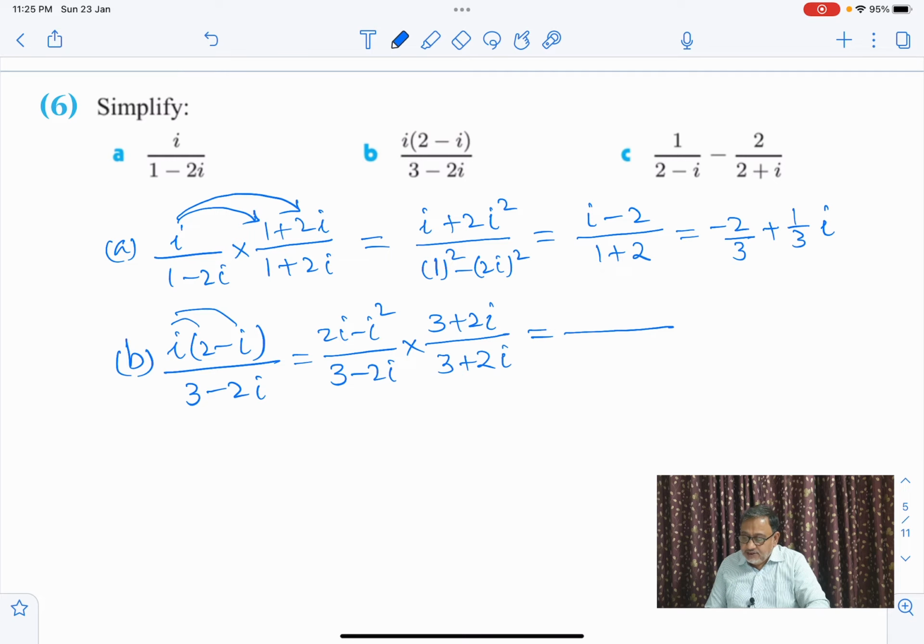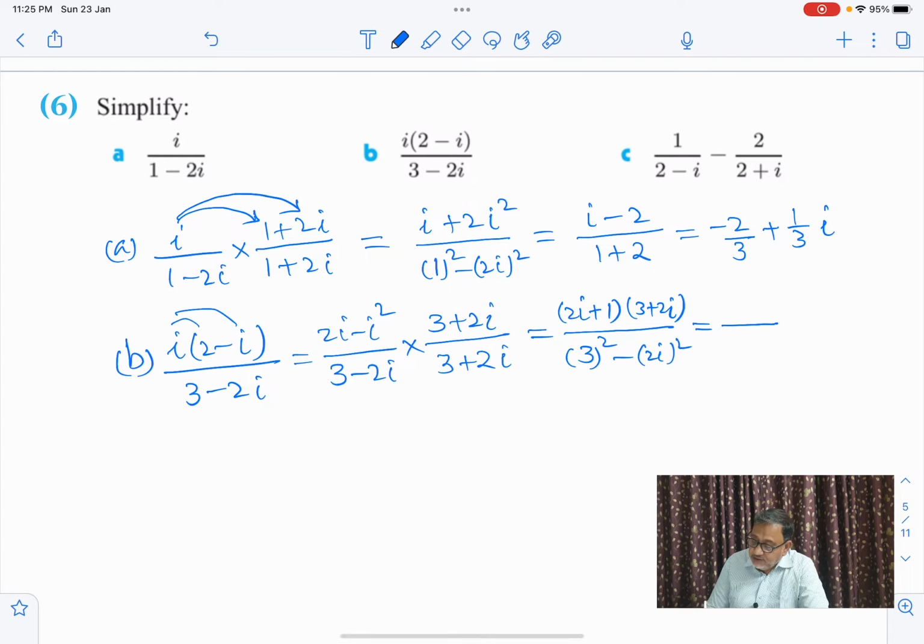Now again, a minus b, a plus b. So 3 square minus 2i square. And numerator is first bracket 2i and minus of minus 1. Look here, this is minus 1 and negative sign already there. So plus 1 and then second bracket 3 plus 2i. So denominator will be 3 square 9, and this minus and minus will be plus 4. So 9 plus 4, 13. My denominator is 13. Now numerator I will multiply and open.